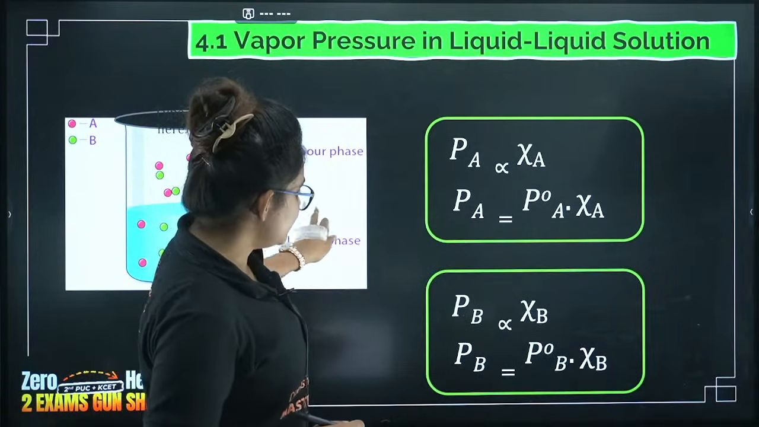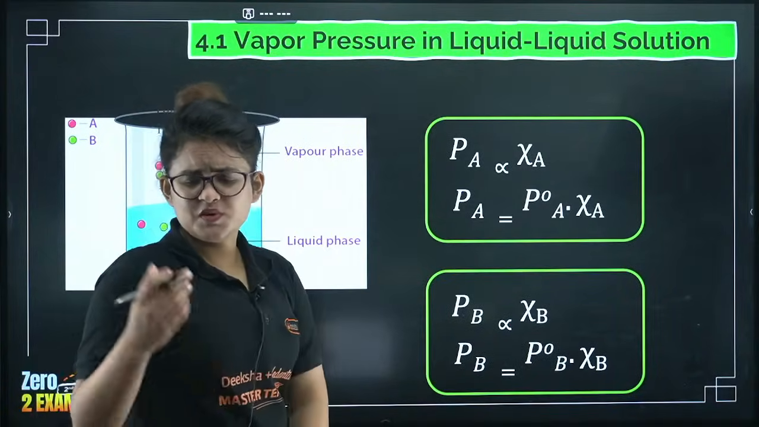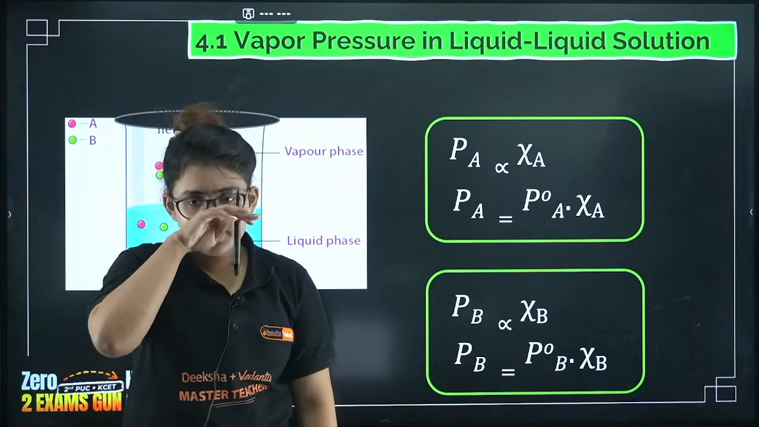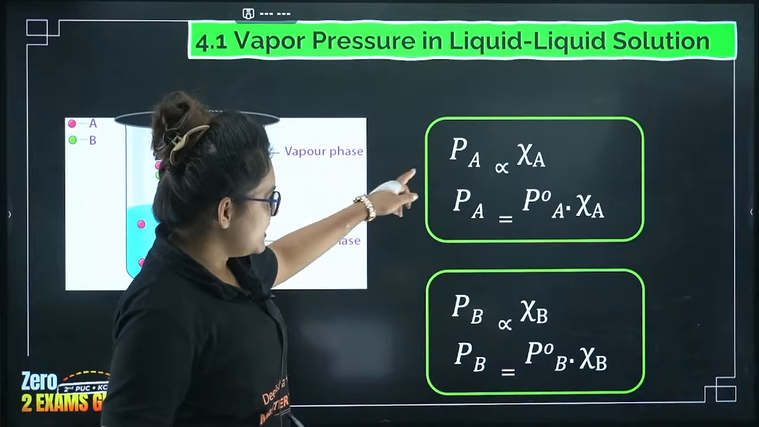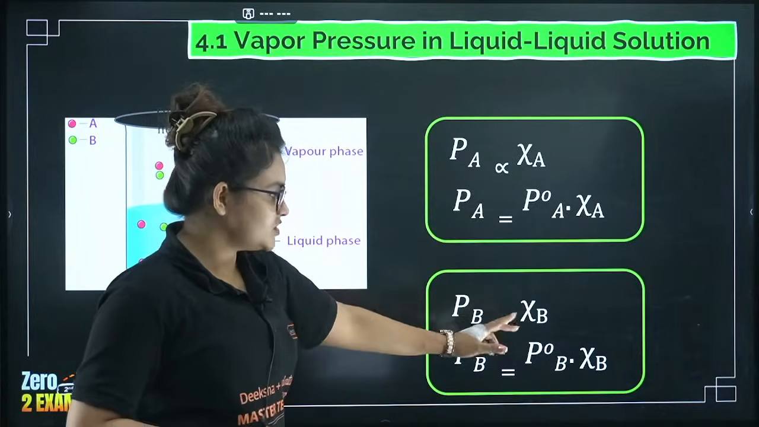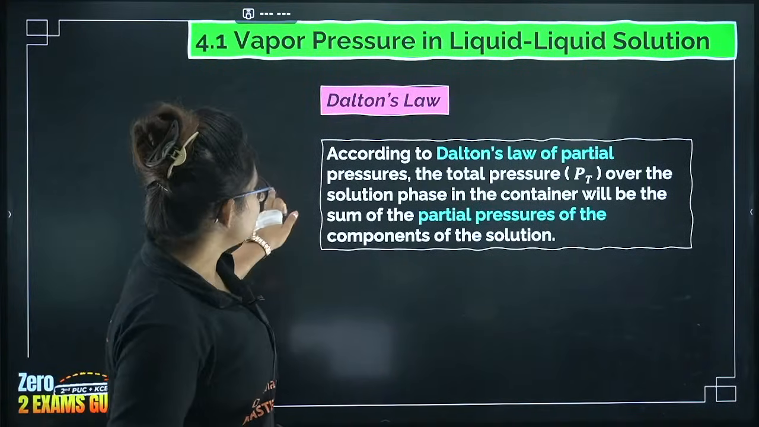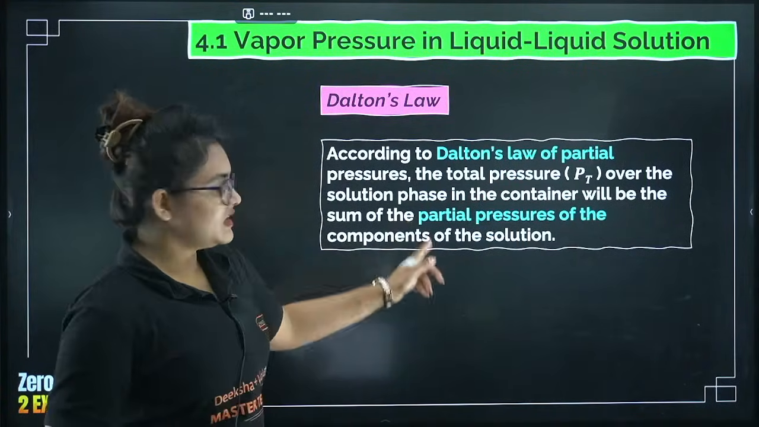Next, for B, because we are taking a binary solution, meaning a mixture of A and B, the pressure of B is directly proportional to XB, and the constant will come as well. Next, here comes Dalton's law.